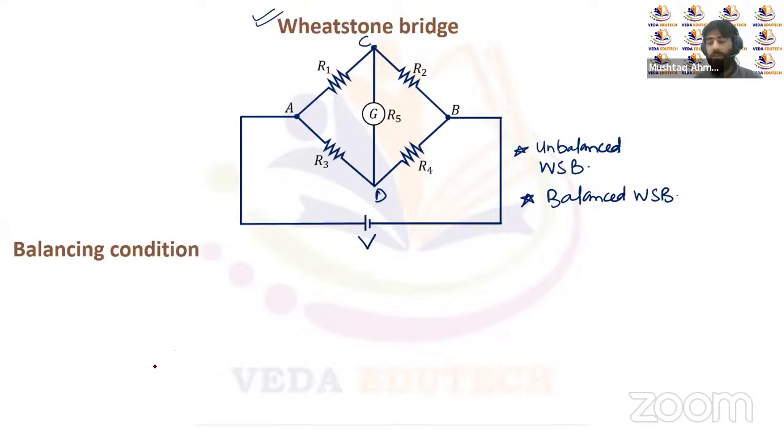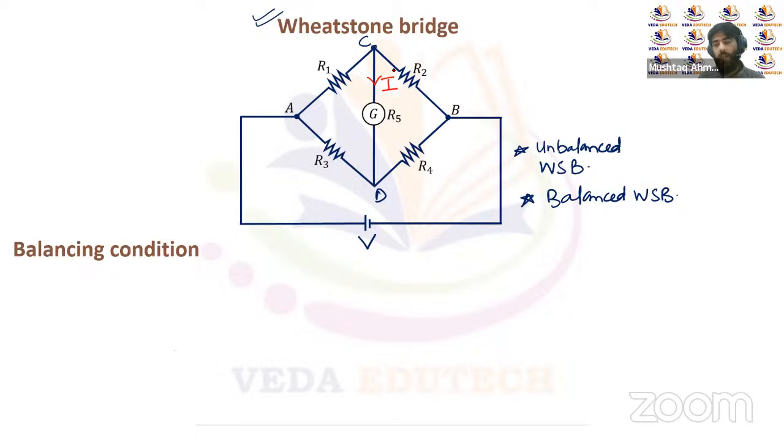So for an unbalanced Wheatstone bridge, what happens is that there is always some current flowing through this diagonal resistor. If some current is flowing through the diagonal resistor, then we say that this Wheatstone bridge is an unbalanced Wheatstone bridge. It's not a balanced Wheatstone bridge, it's an unbalanced Wheatstone bridge, right?